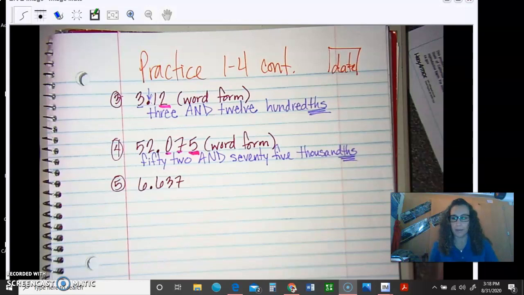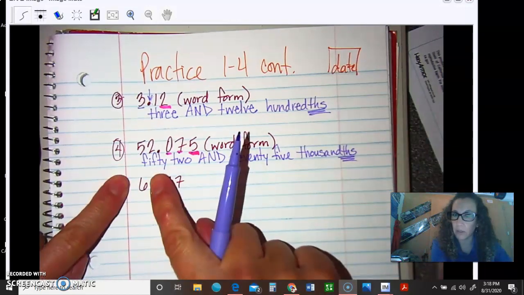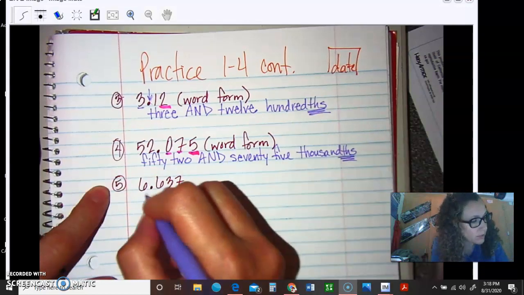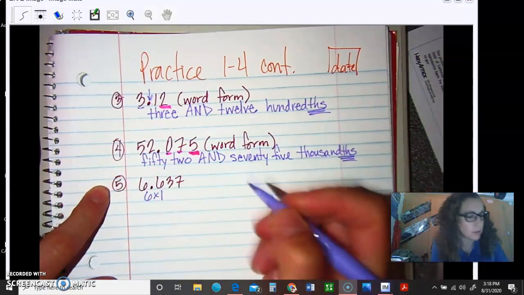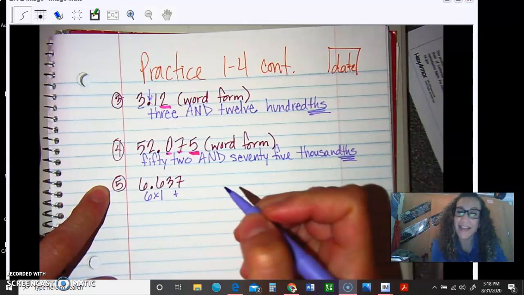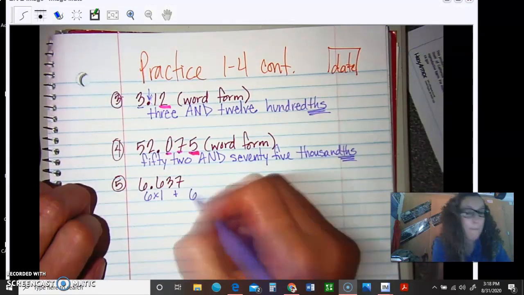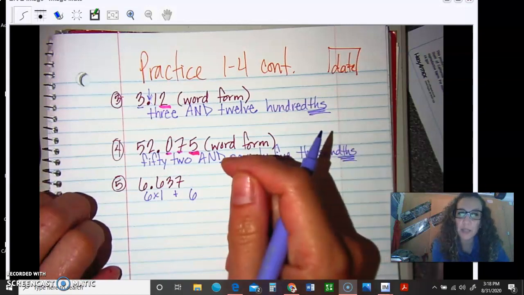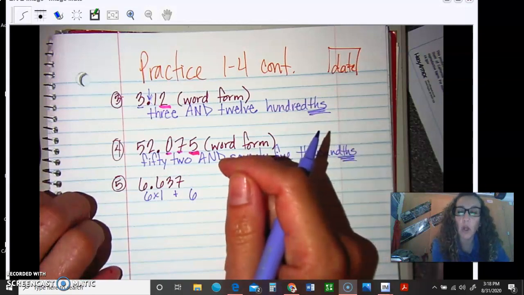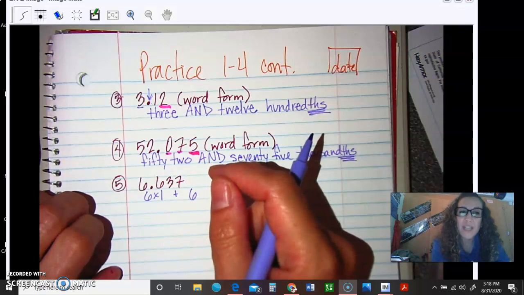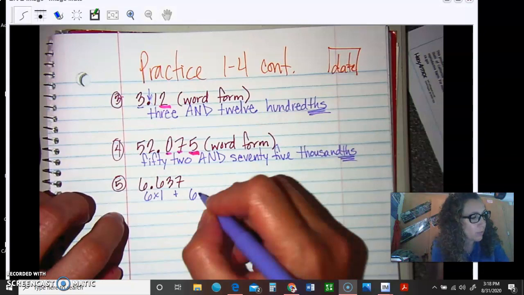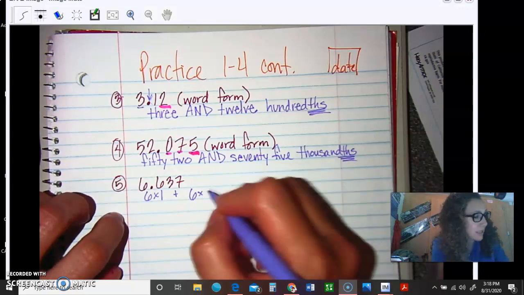Okay, so we're back. So expanded form, we're going to deal with that whole number first, okay? And that is 6 times 1. And then we're going to add the next digit, which is the 6. But that 6 is in a decimal position, right? It's after the decimal. Look at your chart. What decimal position is that? The tenths. So we need to multiply that 6 times a tenth.